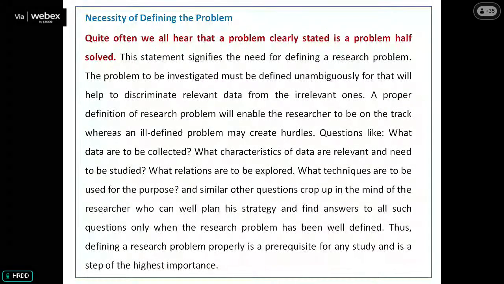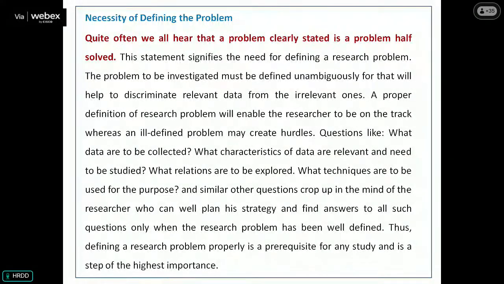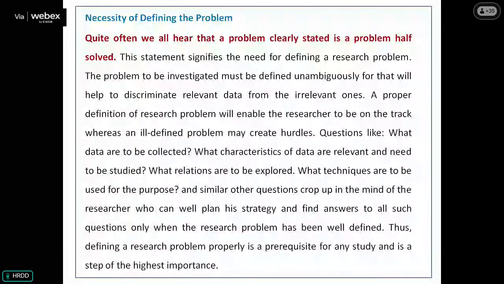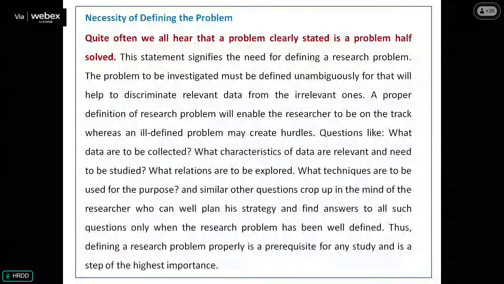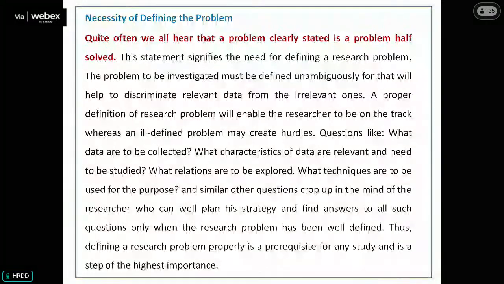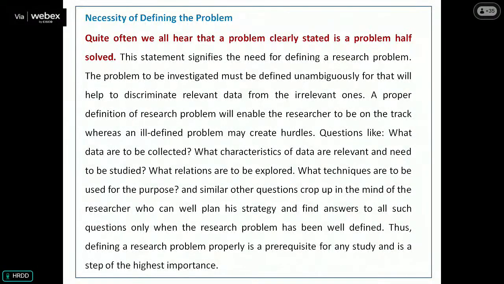Quite often we hear that a problem clearly stated is a problem half solved. This is what they are telling: a problem which is clearly stated is half solved. So already your PhD is half solved because you already have a problem, right? If you have a well-defined problem, you will not face hurdles ahead. So carefully select your problem.